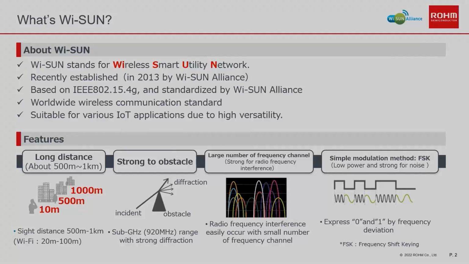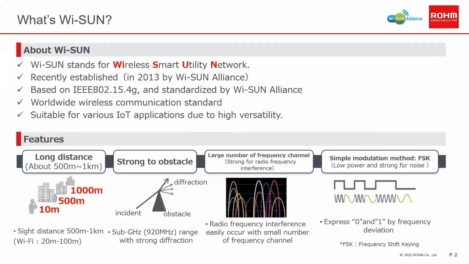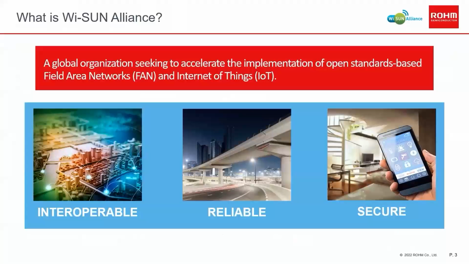The main features are long communication distance, good bendability, meaning that it is able to communicate around obstacles, large number of frequency channels, and low power consumption. Now, let's talk about what is WISON Alliance.